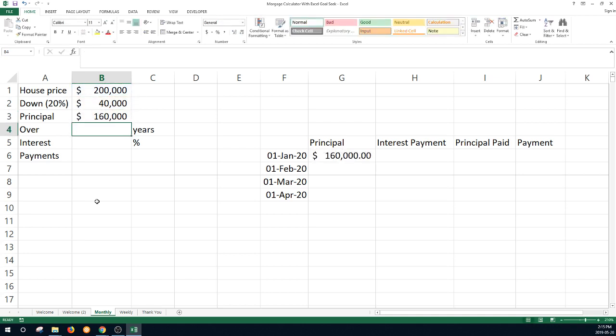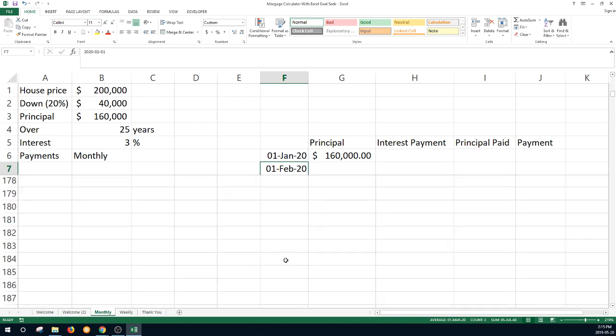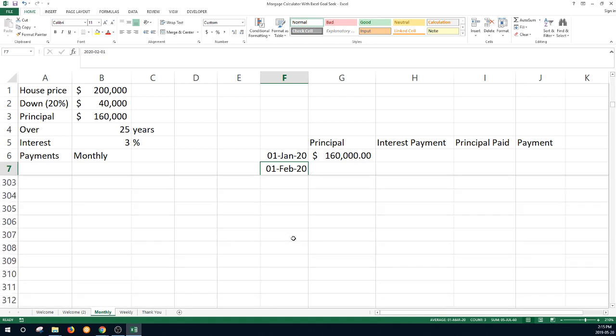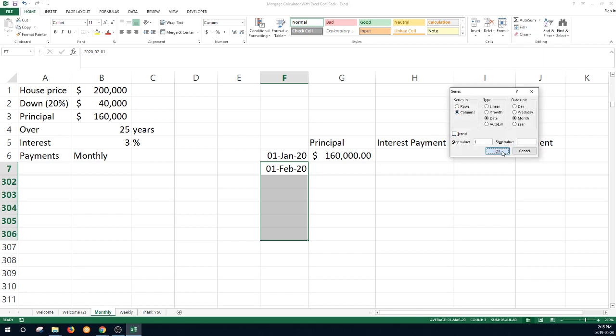Let's say you're looking to take this mortgage for 25 years. The interest rate is 3%. And you're looking to make monthly payments. Okay, so for the sake of simplicity, let's just say your first payment's being done on the 1st of January of 2020. Let's just extend this table here so that we have 25 years. So in 25 years, that means your last payment is going to be around January 1st, 2045. So let's just extend this real quick.